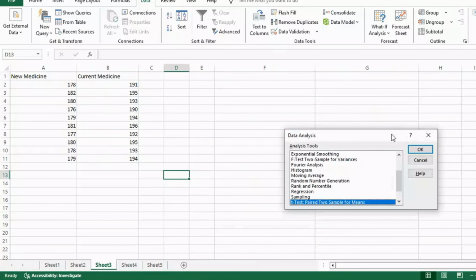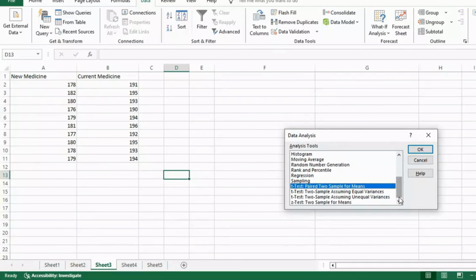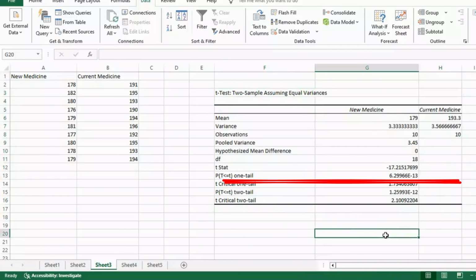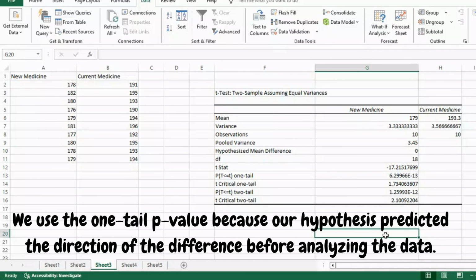For this example, the data contain two separate groups, so in Excel choose t-test, two sample assuming equal variances. Because our hypothesis predicts that the new medicine will lower cholesterol levels, we interpret the one-tail value. In this example, the one-tail p-value is 6.29966 times 10 to the power of negative 13, which is much smaller than 0.05. This means there is strong evidence that the new medicine lowers cholesterol levels compared with the current medicine. We use the one-tail p-value because our hypothesis predicted the direction of the difference before analyzing the data.